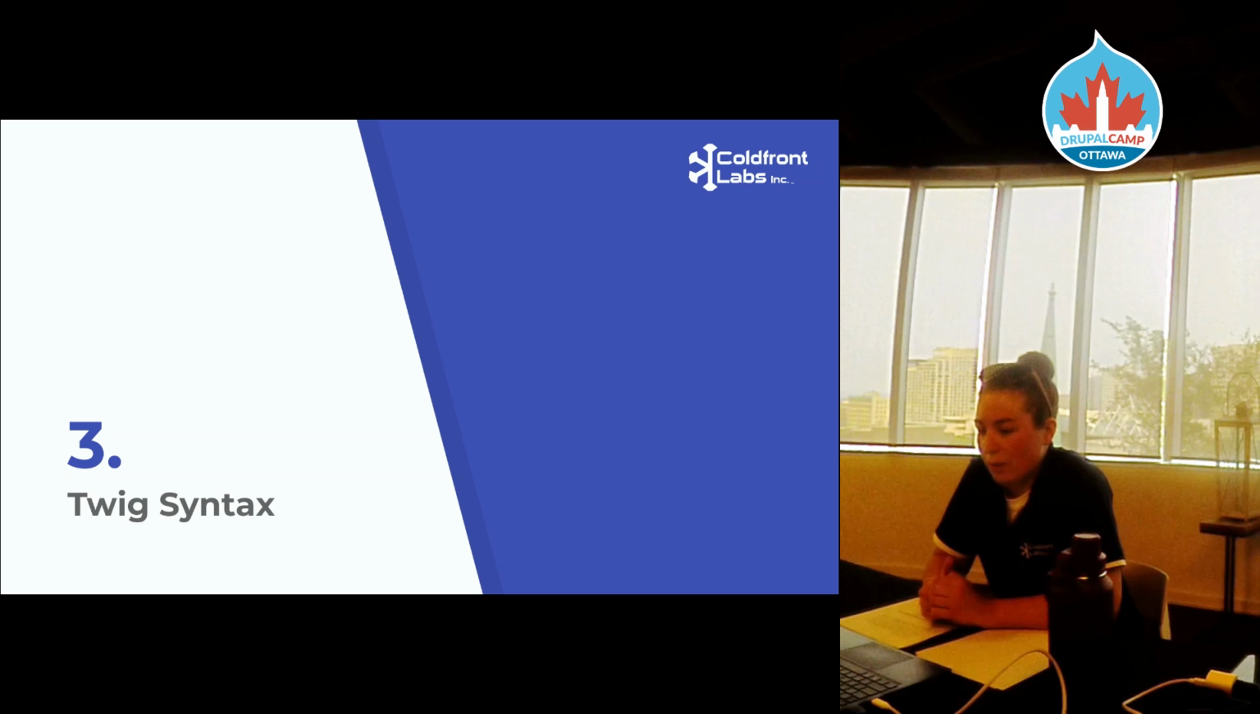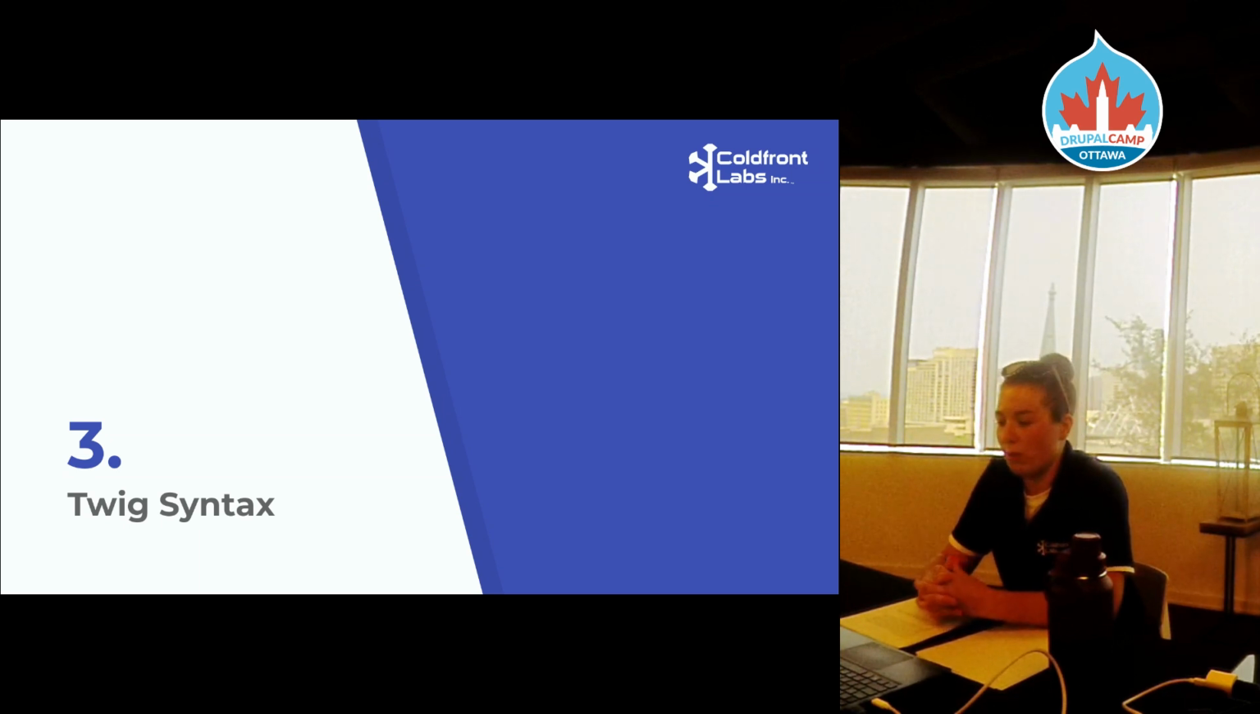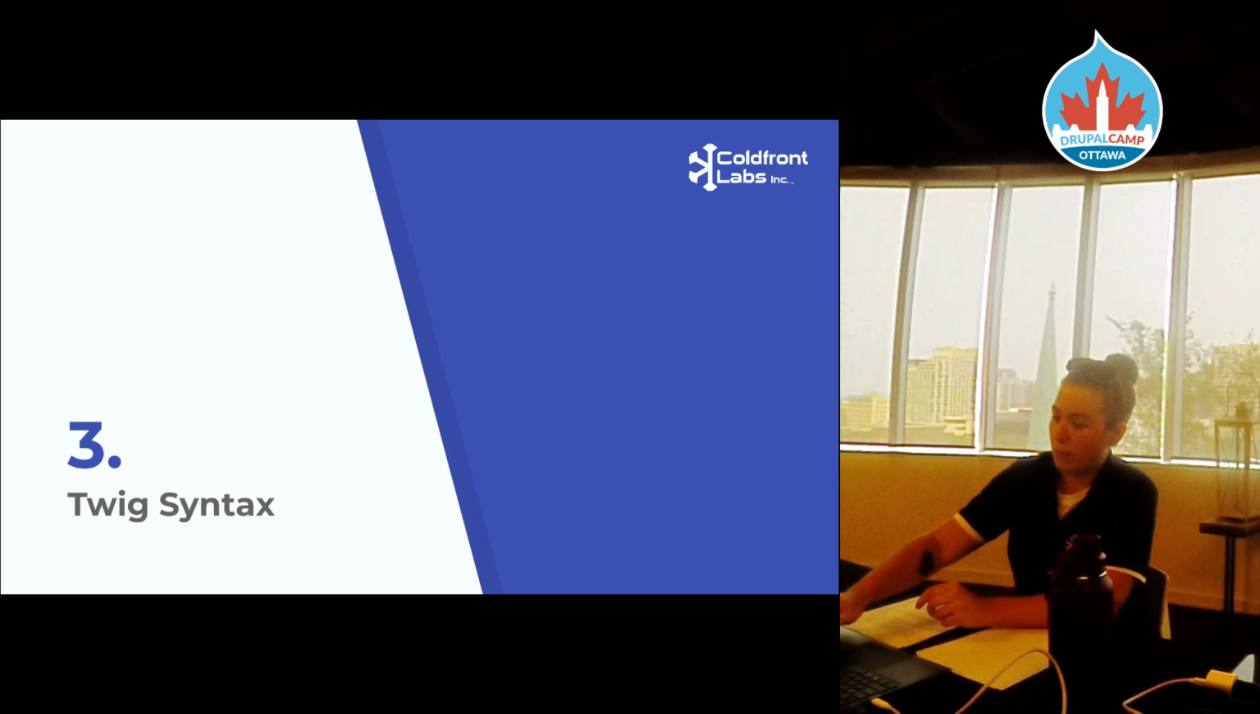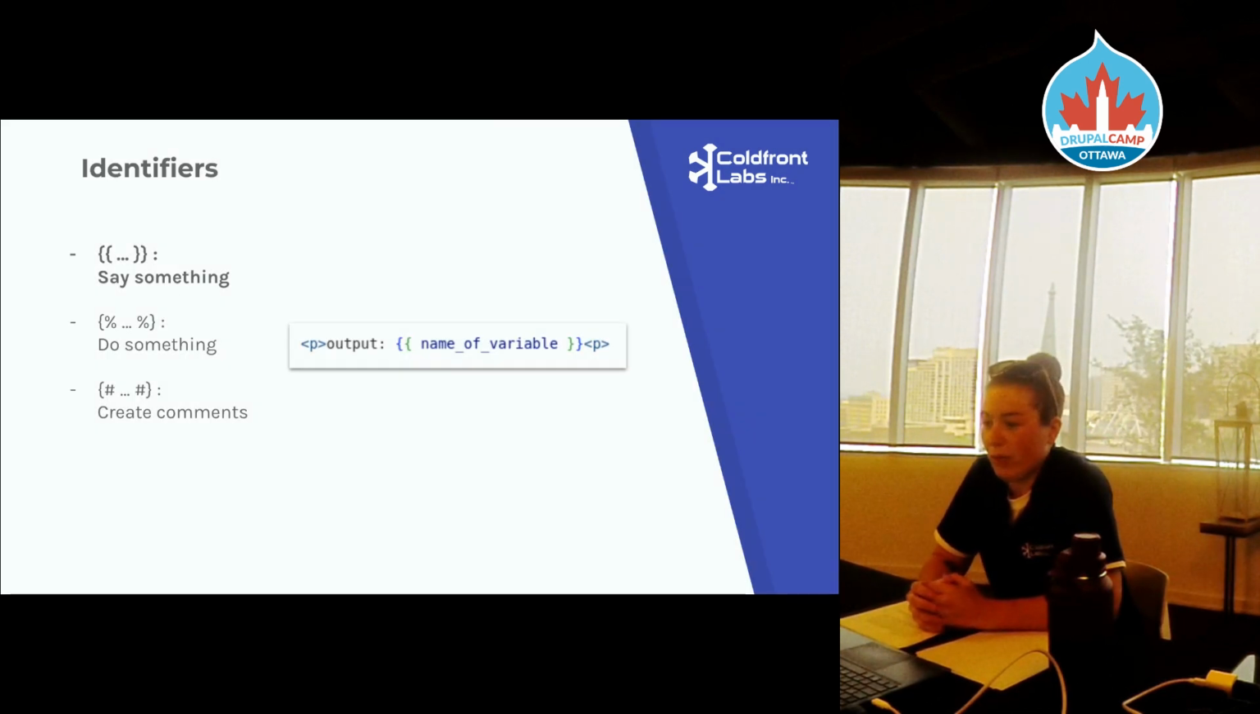Now that we know a little bit about how it works, let's talk about the Twig syntax and different ways to use it throughout our template. Twig has 3 identifiers, also known as delimiters. The first one is the say something.